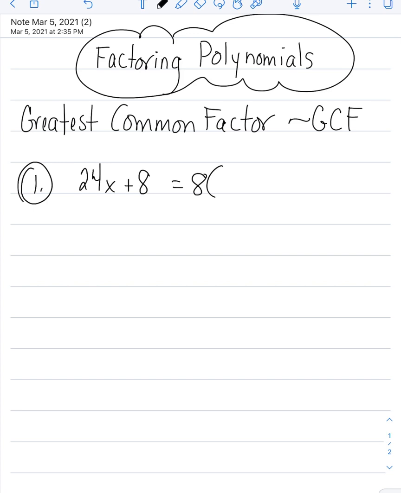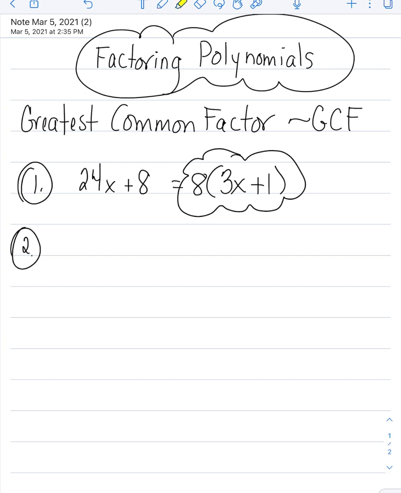So here's the way I do that. It's like I'm doing the distributive property backwards. So I'm going to say 24 divided by 8 is 3, and I didn't do anything to the x, so I'll leave it alone. Now let's divide 8 by 8, and 8 divided by 8 is positive 1. So this polynomial factored completely is 8 times 3x plus 1. Let's try a couple more.